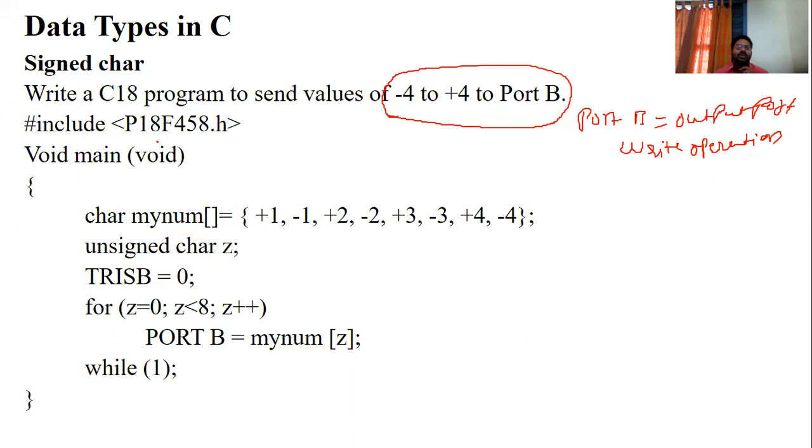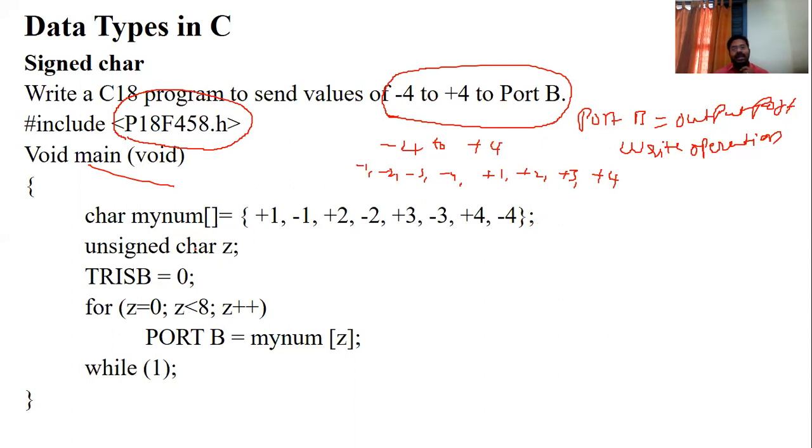Again, you include the libraries of this PIC18 type of microcontroller. Then you use the main program here. Simply use the signed character. What are our numbers? Minus 4 to plus 4. Nothing but minus 1, minus 2, minus 3, minus 4, to plus 4: plus 1, plus 2, plus 3, plus 4. So that's why I am specifying all the numbers here.